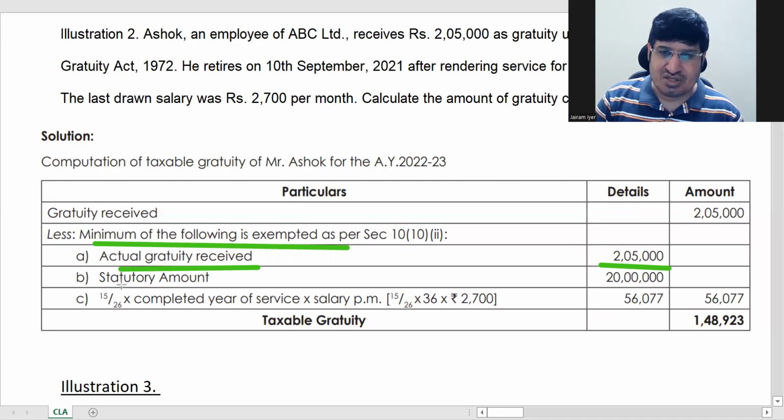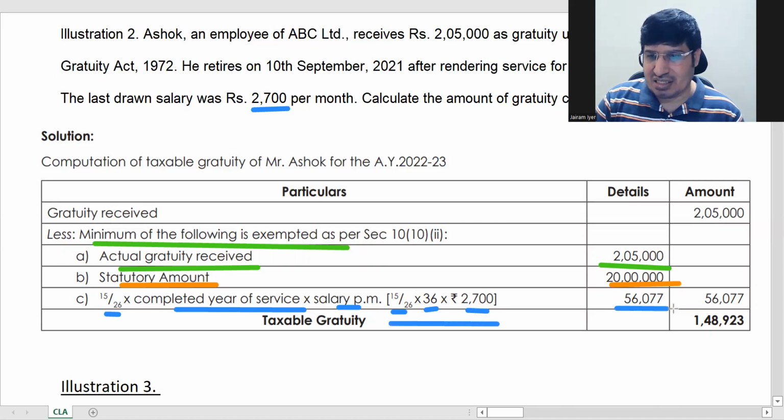Second, statutory amount, 20 lakhs. Now the third one we have to compute. It should be 15 by 26 into completed years of service, that is 36, since completed year of service or part thereof in excess of 6 months has also been taken. And salary per month, here it's given 2,700. Multiply these three, you will get this.